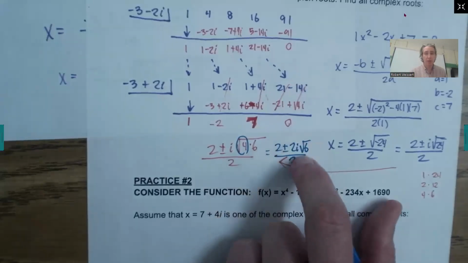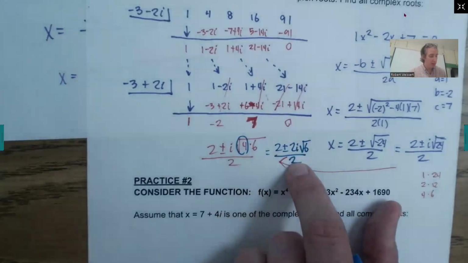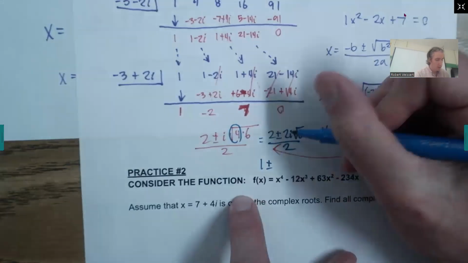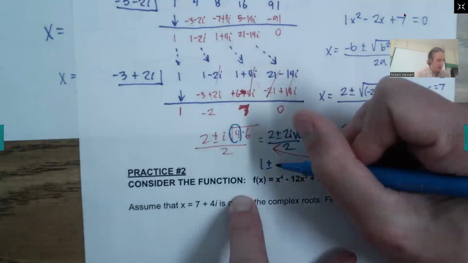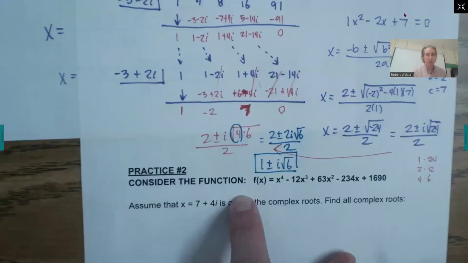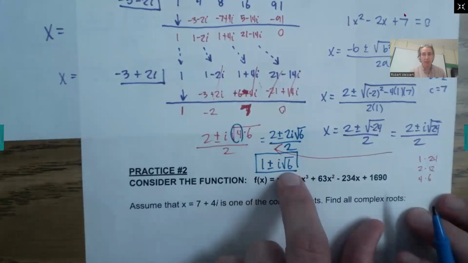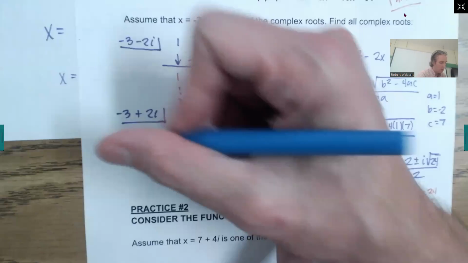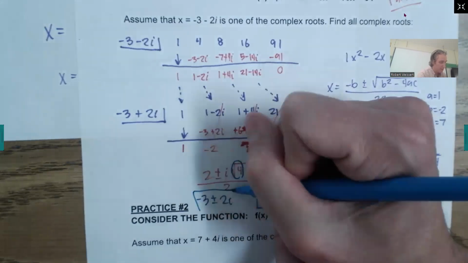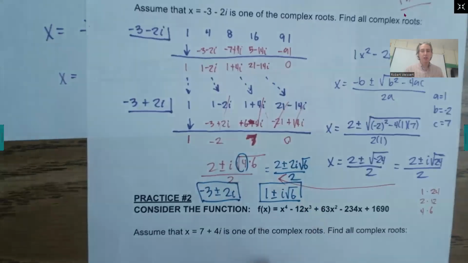Now you can see both of these terms are divisible by 2. So 2 divided by 2 is 1. 2i divided by 2 is i times the square root of 6. So these are 2 of your complex solutions. Your other 2 are going to be -3 plus or minus 2i. That is how you do this.